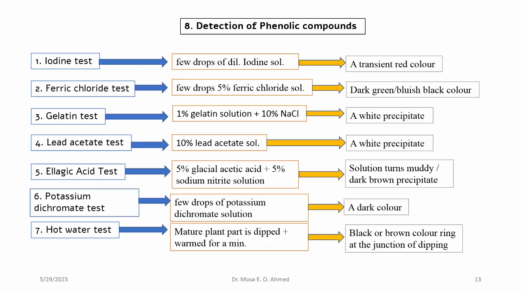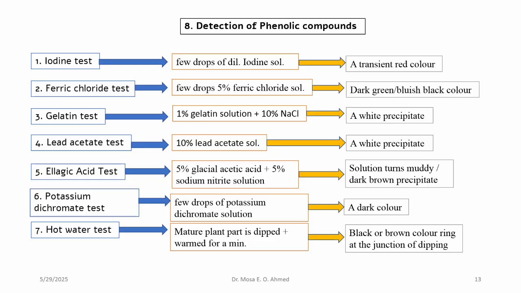Ferric chloride test consists of 5% ferric chloride solution. It gives dark green to bluish black color when the presence of phenolic compound is confirmed. Gelatin test consists of 1% gelatin solution and 10% sodium chloride. They form a white precipitate. Also, the lead acetate test, which consists of 10% lead acetate solution, also gives a precipitate with the presence of phenolic compound.